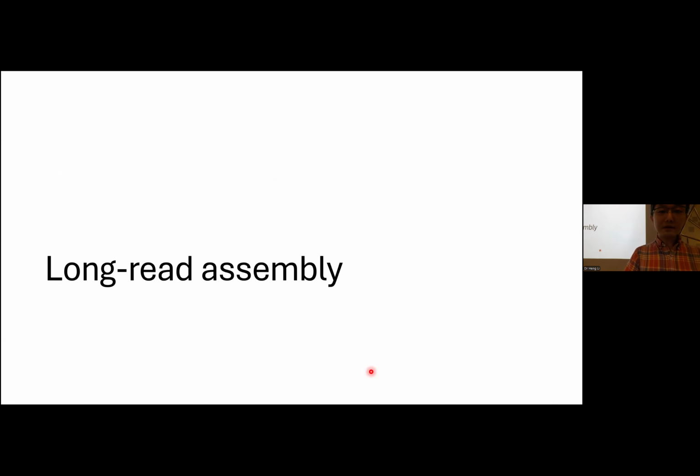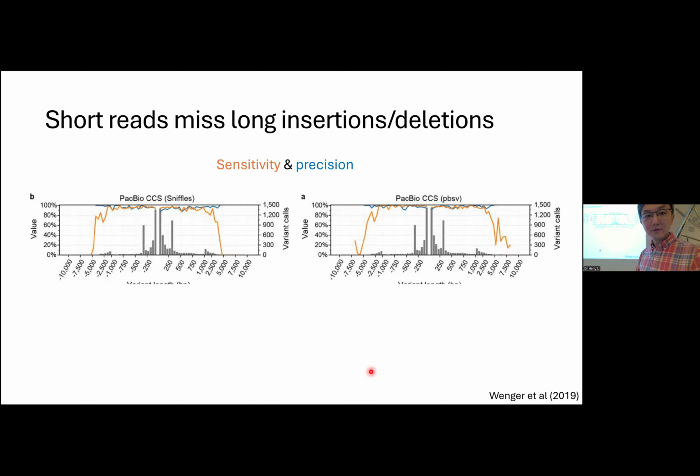Okay, the second part is long read assembly, and the first question is why we need assembly. This is from the PacBio HiFi paper in 2019. The x-axis shows the length of structural variants, mostly long insertions and long deletions, and the y-axis shows the accuracy. The orange curve shows the sensitivity, and the blue curve shows the precision.